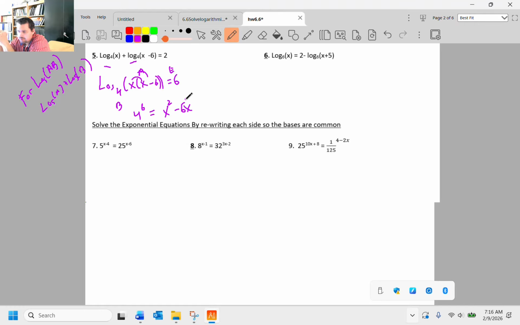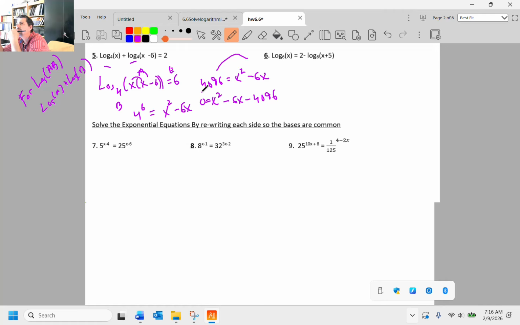Now, what on earth is 4 to the 6? That's a big number. 4 cubed is 64, right? So 4 to the 4th is 256. 4 to the 5th is 1,024. So 4 to the 6th is going to be 4,096. So 4,096 equals x squared minus 6x. We're going to shift this over, make it negative, and put a 0 on the left. And then I guess we'll try to factor this thing here.